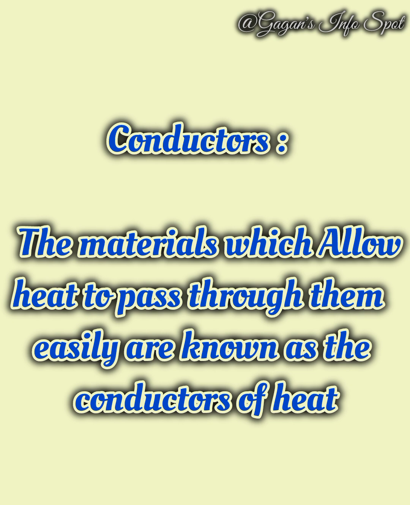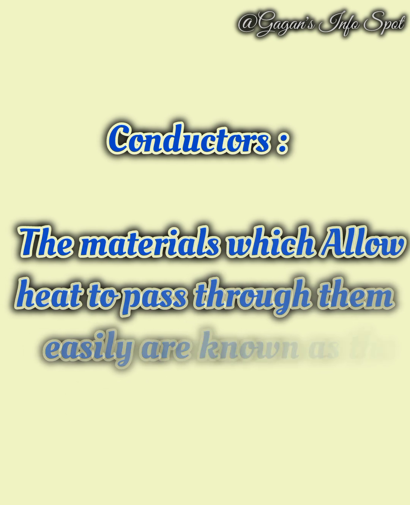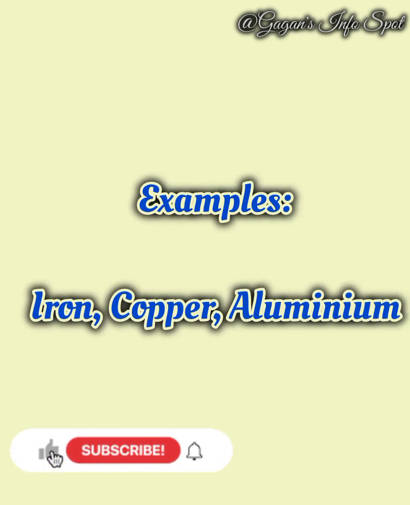So if heat is passed to one end of a material like iron or any metal, then that heat will be transferred to the other end of the material. So the heat will be passed through the material. So the conductors allow the heat to pass through them. Examples are iron and copper.